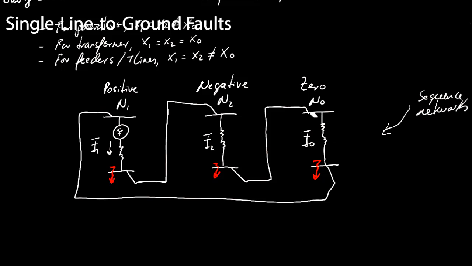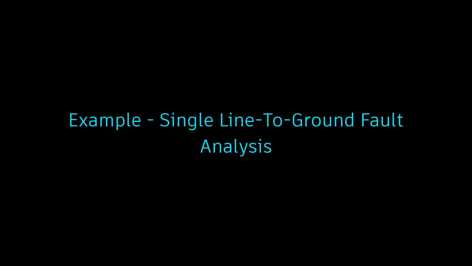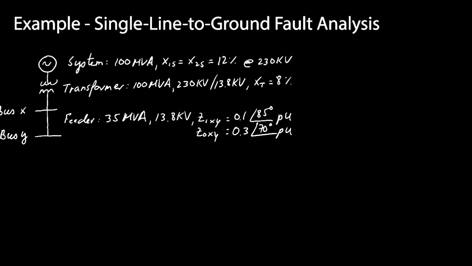All right, so next let's take a look at an example on how we can calculate the phase currents for this example power system for a single line to ground fault at bus Y. So now that we know how to interconnect the sequence networks for a single line to ground fault, let's take a look at this practical example. Again, we have the example power system here where we have a system equivalent, a transformer, and a feeder, and what we want to do is calculate the fault current for a fault at this bus. So let's see how we can do that.